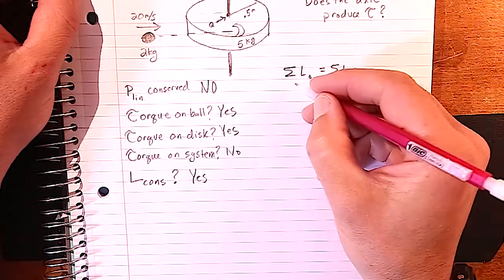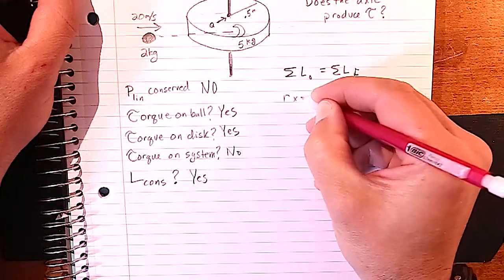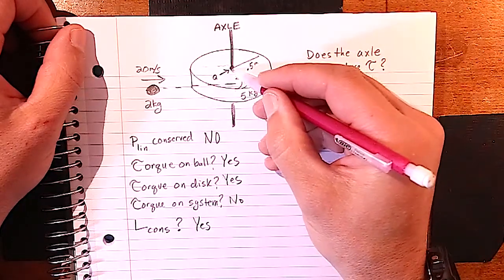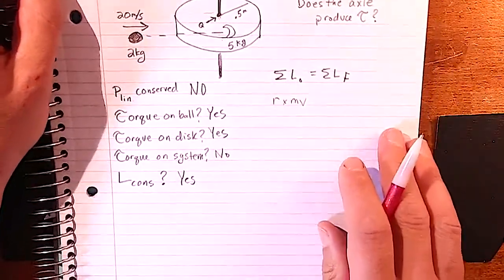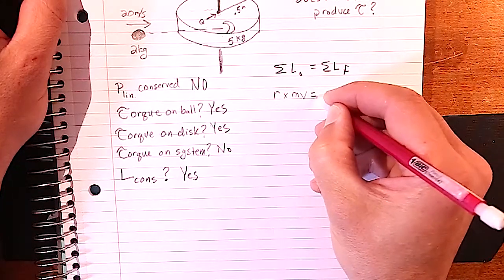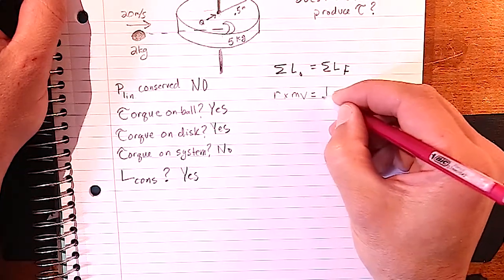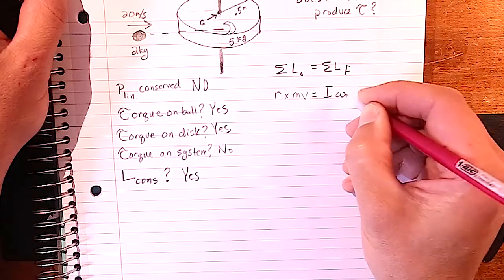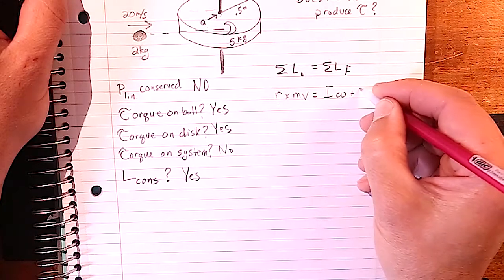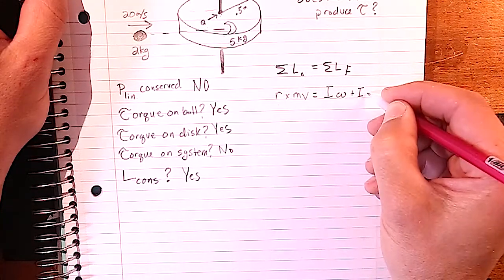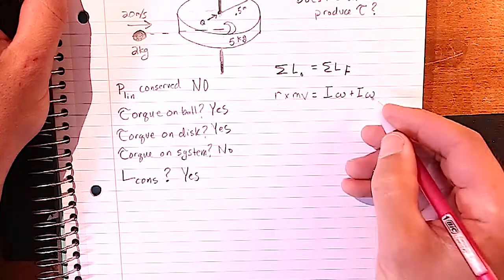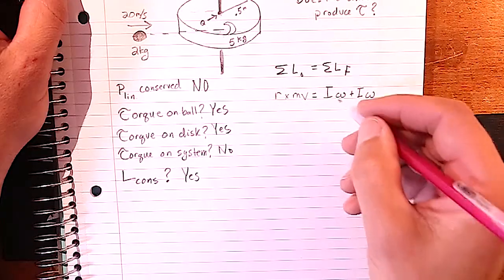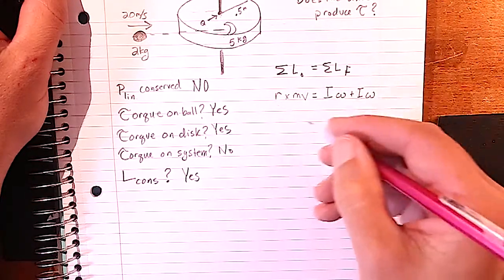So we have our ball that's coming in, that's r cross mv. R is going to be the distance from here out to here, so that's the radius of 0.5. And then after that, we have I of the ball times omega final, plus I of the disk times omega final. But remember that they're rotating at the same angular velocity after the collision, so we can factor out I ball and I disk.